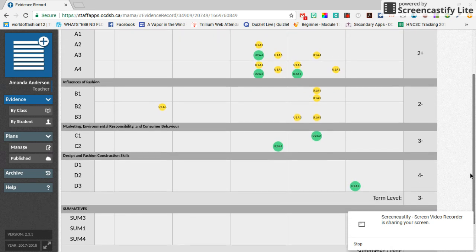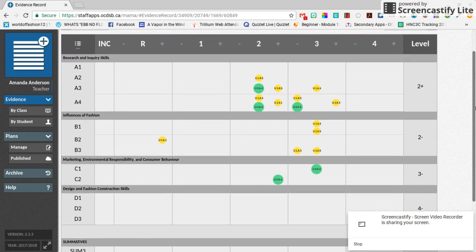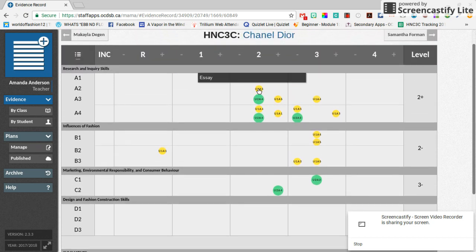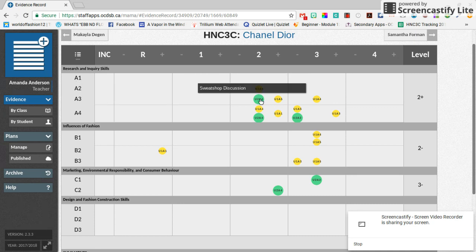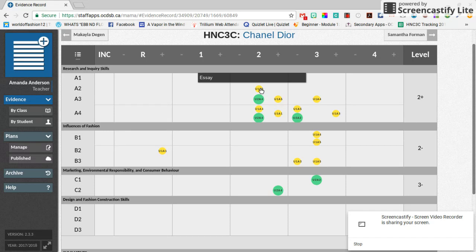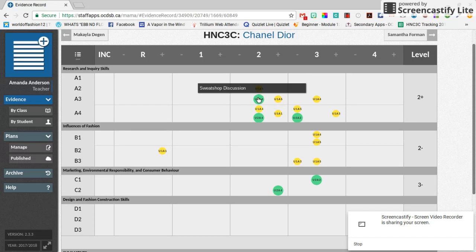And how I come up with these numbers on the side, it's less complicated than it looks. I look at each of the strands. So in A2, there's only one thing. In A3, there's three things. In A4, there's many things, like six things. So A2, this person has a 2. And A3, this person has a 2 plus, and a 3. So that would average out to like a 2 plus or a 3 minus.